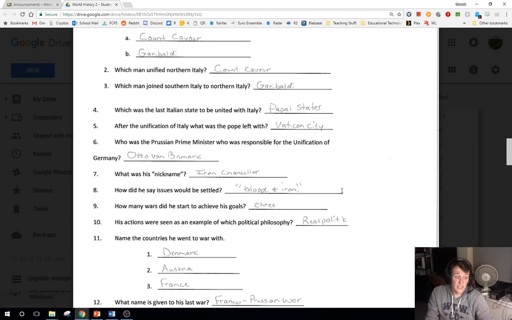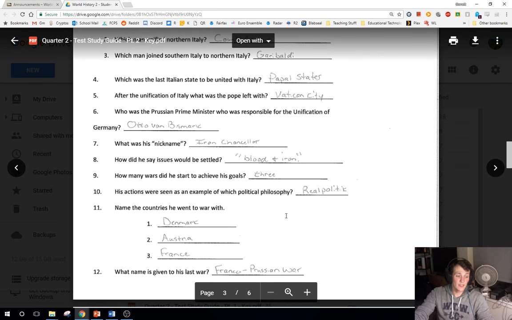He's going to have 3 different wars that he pushes as a means of rallying the people of Prussia and other kingdoms in Germany. Rally them together to fight these common enemies. It's a big rallying cry. And his actions are seen as an example of what is known as realpolitik, right? That basically means the politics of reality, and it similarly mirrors Machiavelli with his thoughts of being able to do whatever is necessary to achieve that power and such.